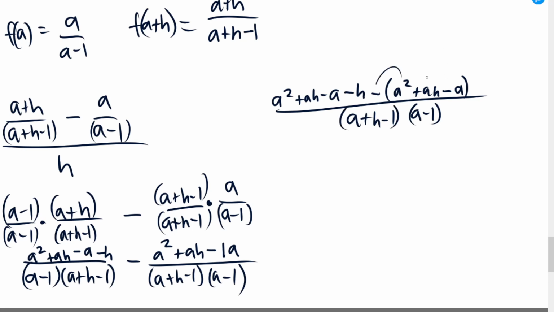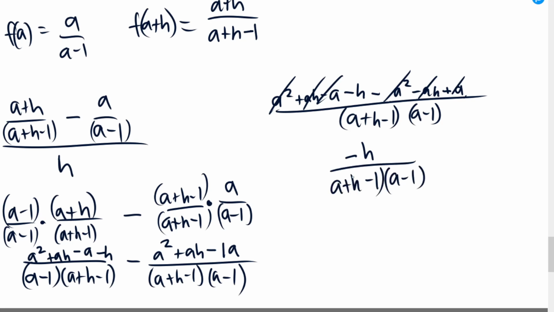Now what we can do is distribute this negative, so it will be minus A squared minus AH plus A, and no more parentheses. Now we can combine like terms, so we have a minus A squared here, minus AH and a plus AH, plus A and a minus A, which leaves us with negative H over A plus H minus 1, A minus 1. This is kind of a gross problem. All over H.